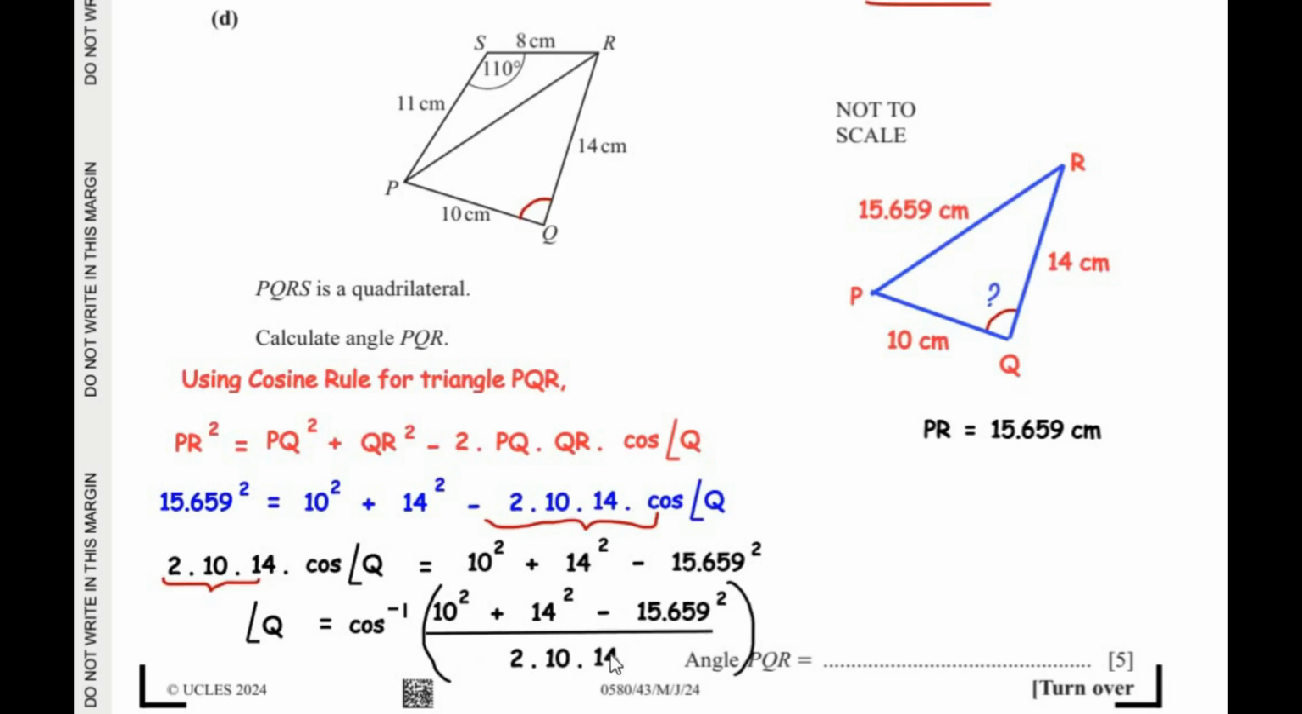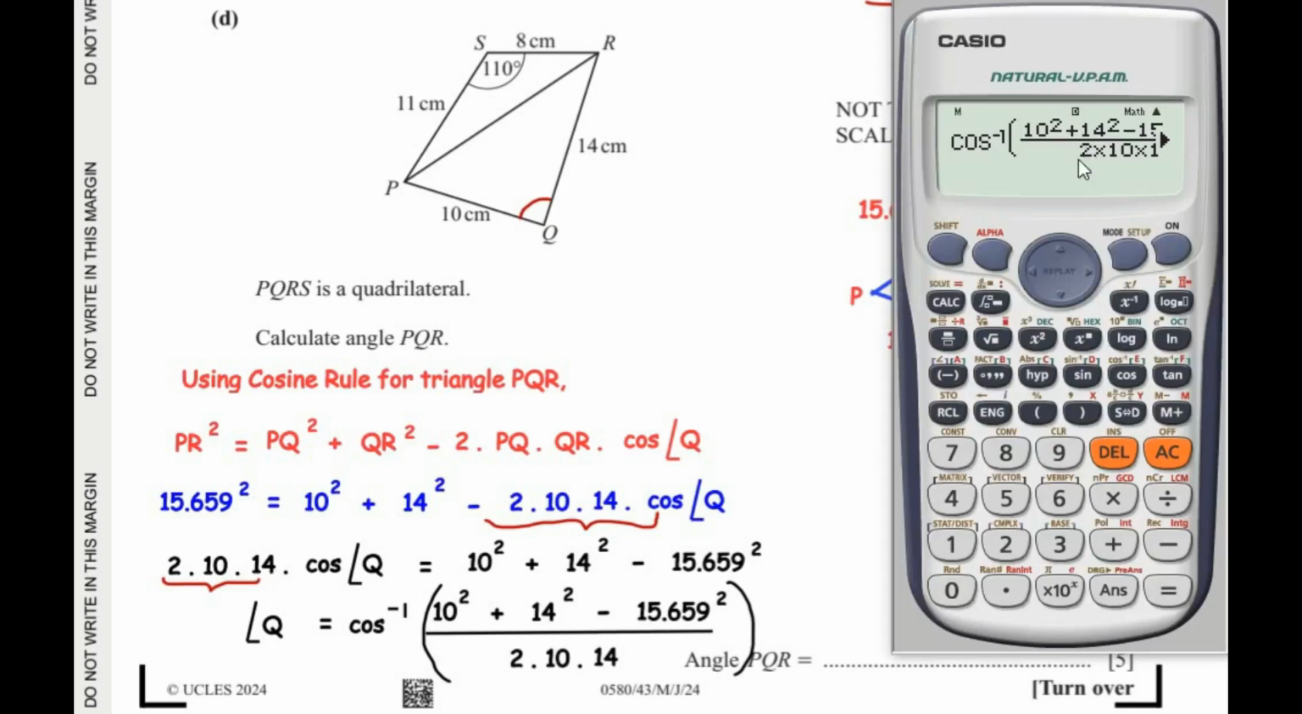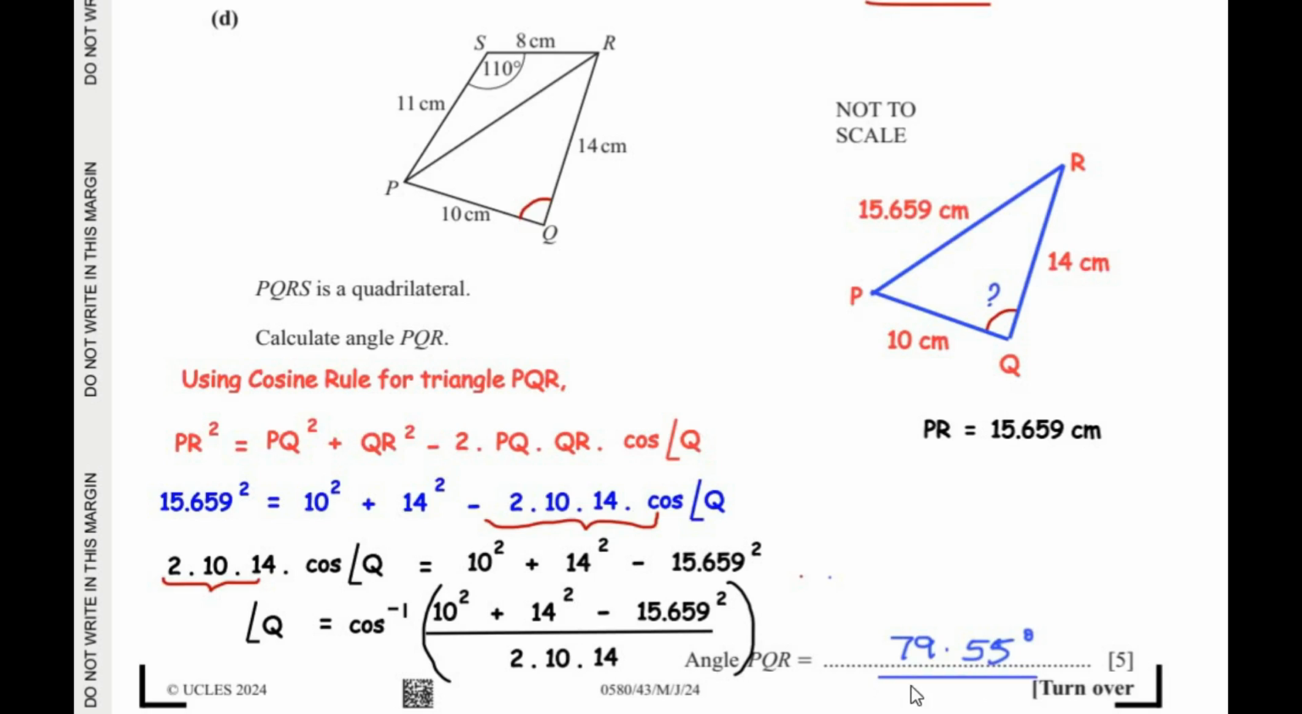Now let us see what value we get here. This will give us the value of angle Q as 79.5479. So I'm going to round it to 2 decimal places and write it as 79.55. So here we have written the angle PQR is going to be 79.55. So using the cosine rule, we have solved this example.